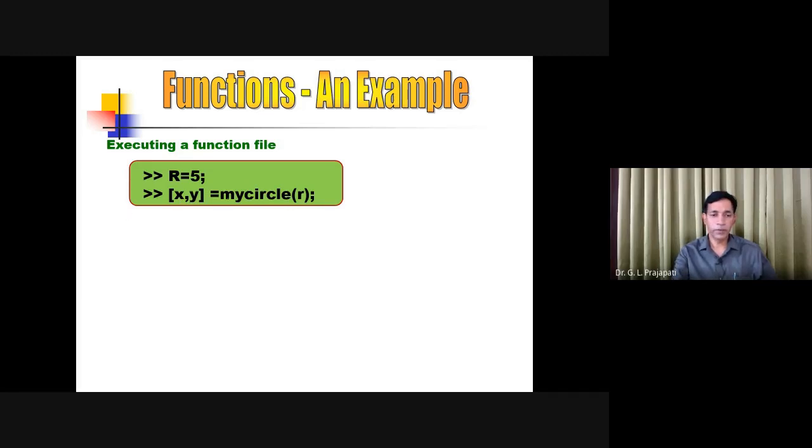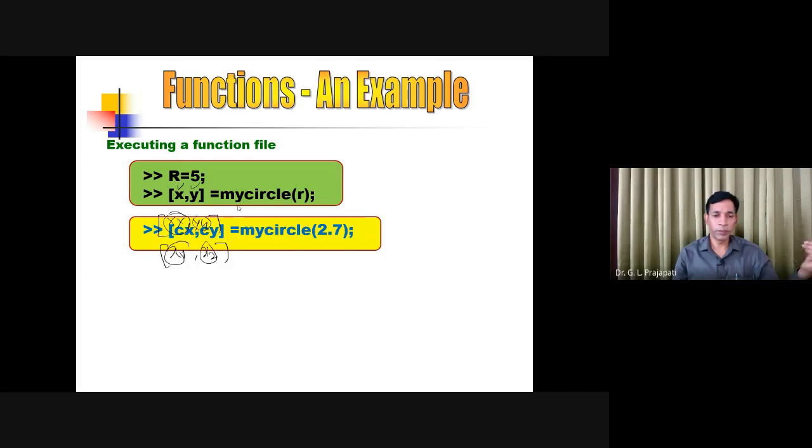And for this x and y you don't need to use the same names, because you are unaware of the variables used within my circle. You can say xx, yy. This is also valid. Or you can say x1, x2. This is also valid. You don't need to worry about remembering the names within the function. Whatever variables you want to use in your workspace, you can give those names. So you can call it like this.